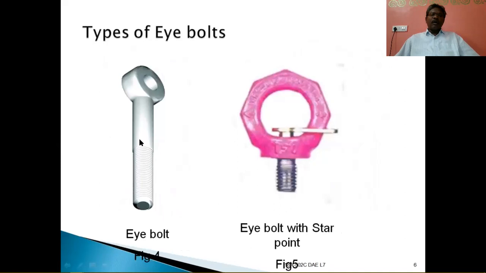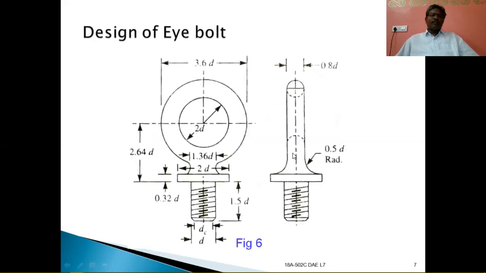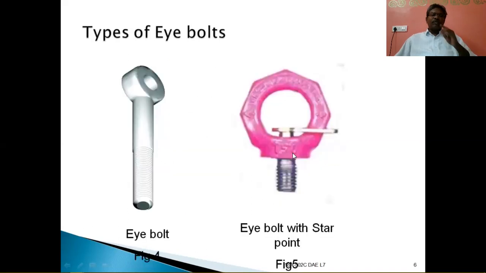And here is also an eye bolt, but without a collar. And this is the eye bolt with the star point. These are the four types of eye bolts. Number one is the eye bolt with egg link, then eye bolt with the collar, simple eye bolt, and eye bolt with the star point.